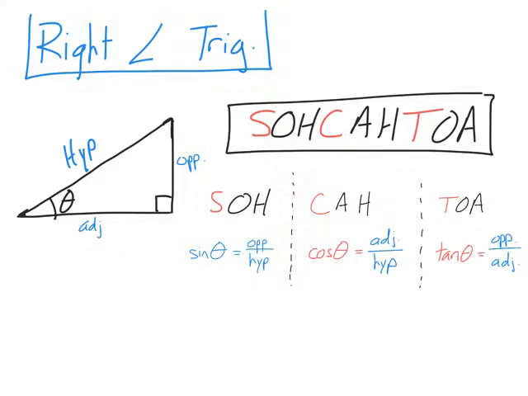That's convenient to remember using SOHCAHTOA. Just think of the sine, cosine, and tangent, and then these letters will tell you what is divided. So for the sine, it's the opposite over the hypotenuse, cosine is the adjacent over the hypotenuse, and tangent is the opposite over the adjacent.